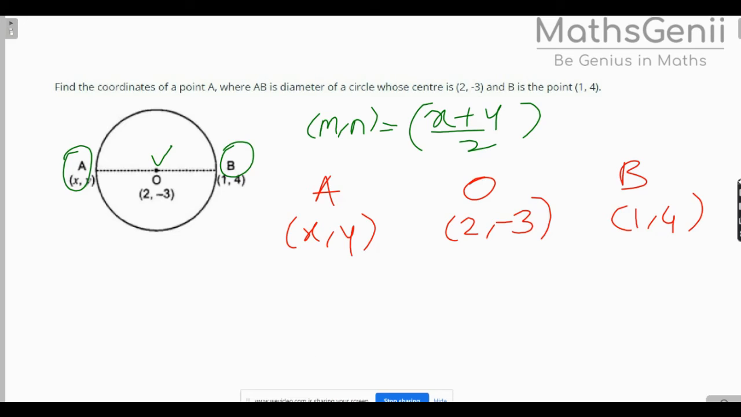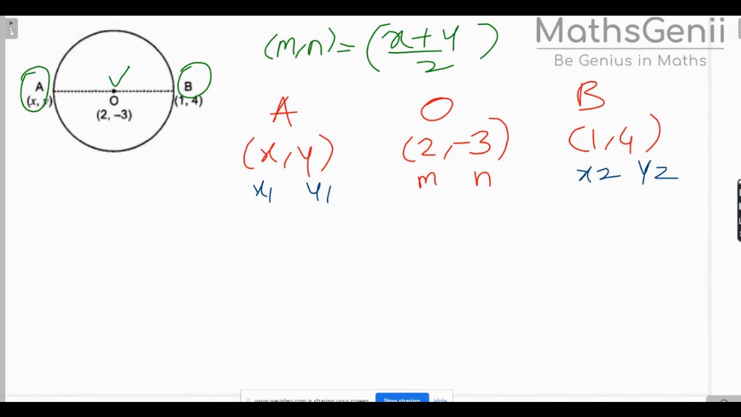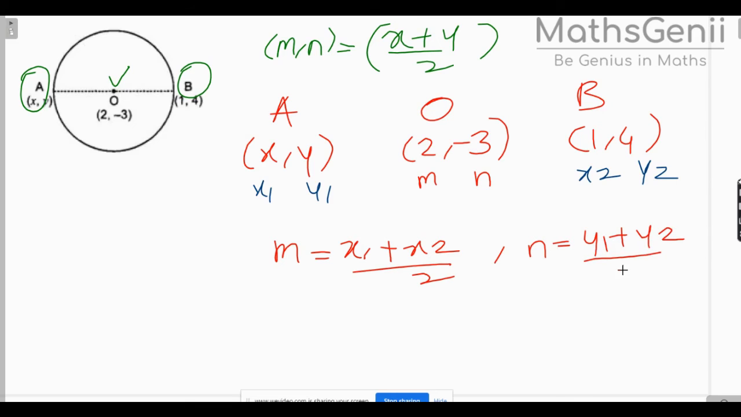Now, this is your M, N and this is your X1, Y1, X2, Y2. So what is the midpoint formula? Why am I applying the midpoint formula? Because this is the midpoint. The circle's midpoint is this. So the midpoint formula is M is equal to x1 plus x2 upon 2, N is equal to y1 plus y2 upon 2.